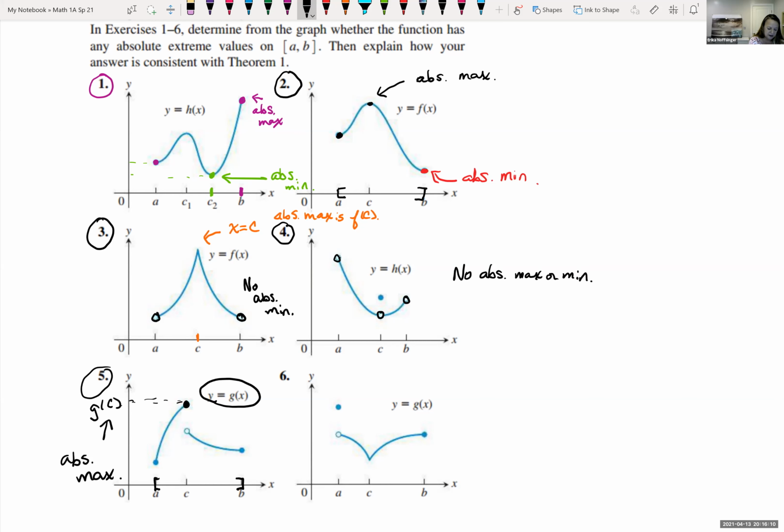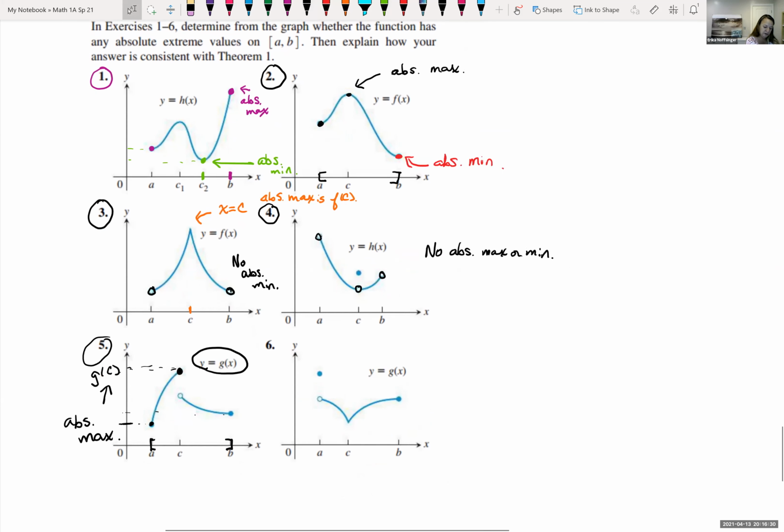If we look at the smallest Y value, the smallest Y value we get back is here when X is A. This is closed here, so we're okay. And so we do actually have an absolute min here when X is A. So G of A is an absolute min.